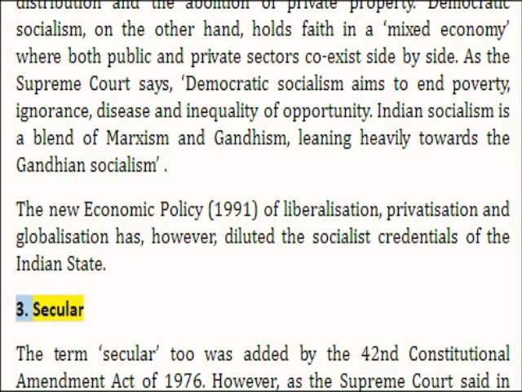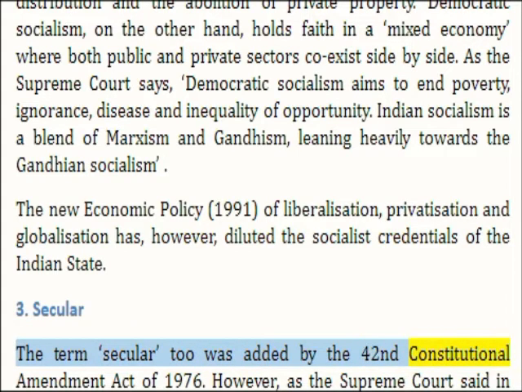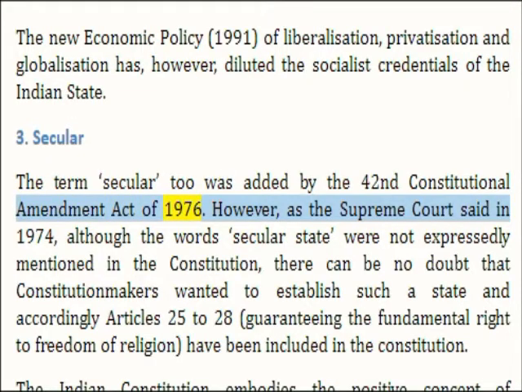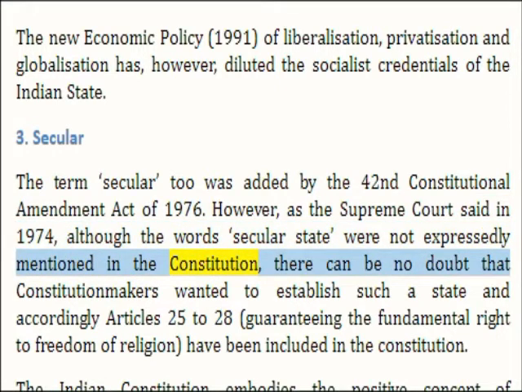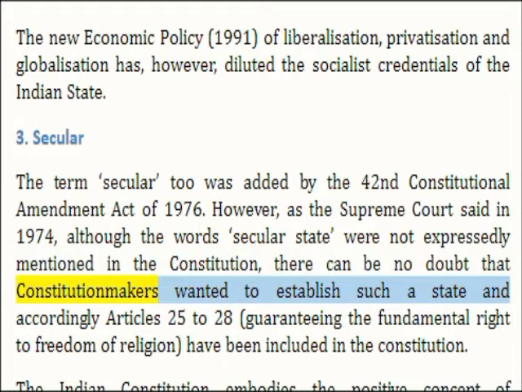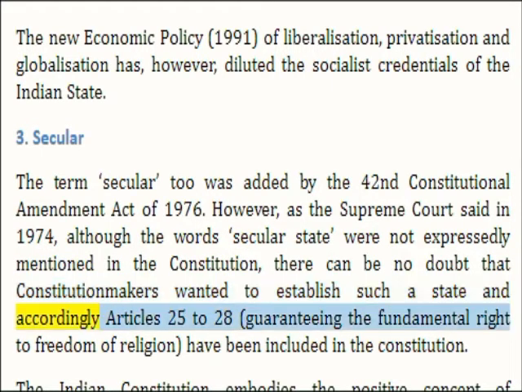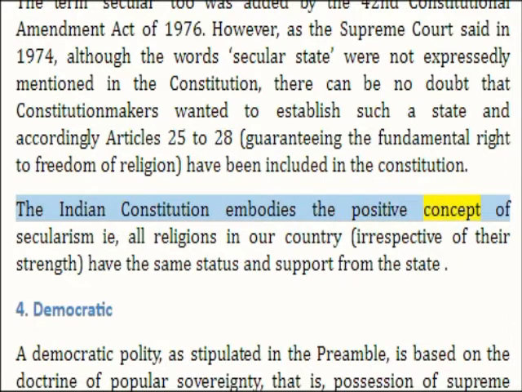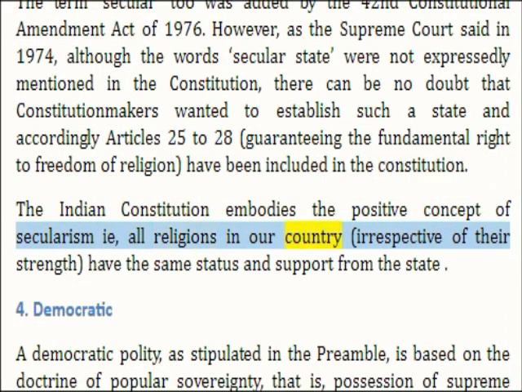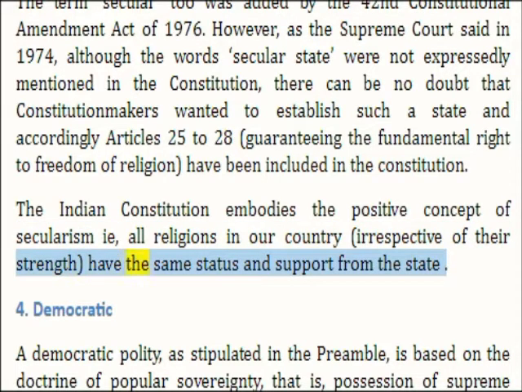3. Secular. The term secular too was added by the 42nd Constitutional Amendment Act of 1976. However, as the Supreme Court said in 1974, although the words secular state were not expressly mentioned in the Constitution, there can be no doubt that the constitution makers wanted to establish such a state, and accordingly Articles 25 to 28, guaranteeing the fundamental right to freedom of religion, have been included in the Constitution. The Indian Constitution embodies the positive concept of secularism, i.e., all religions in our country, irrespective of their strength, have the same status and support from the state.